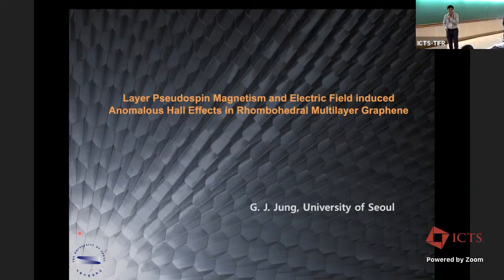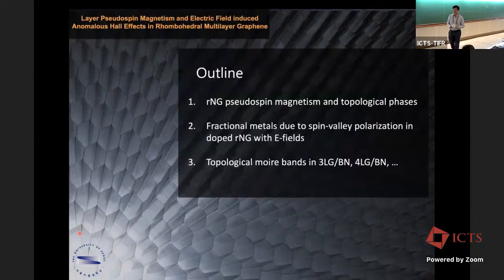Actually, it's a very long title, and it can look complicated, but in the end, it's going to be mostly about rhombohedral multilayer graphene, different aspects of rhombohedral multilayer graphene that are going to be presented in three different parts. Here, RNG stands for rhombohedral n-layer graphene, and it's going to be about the notion of pseudospin magnetism and topological phases. And then we'll move on to the discussion of the fractional metals that can be expected in these kinds of systems and extension in more rhombohedral graphene systems.